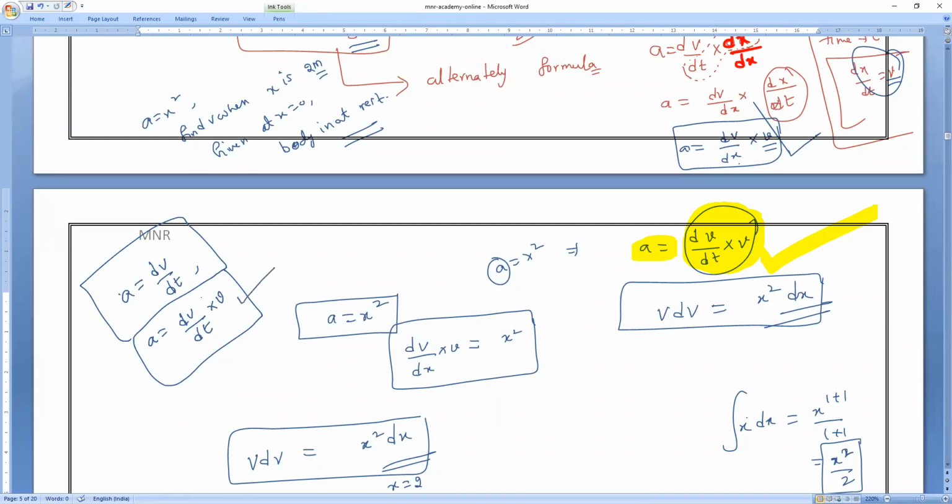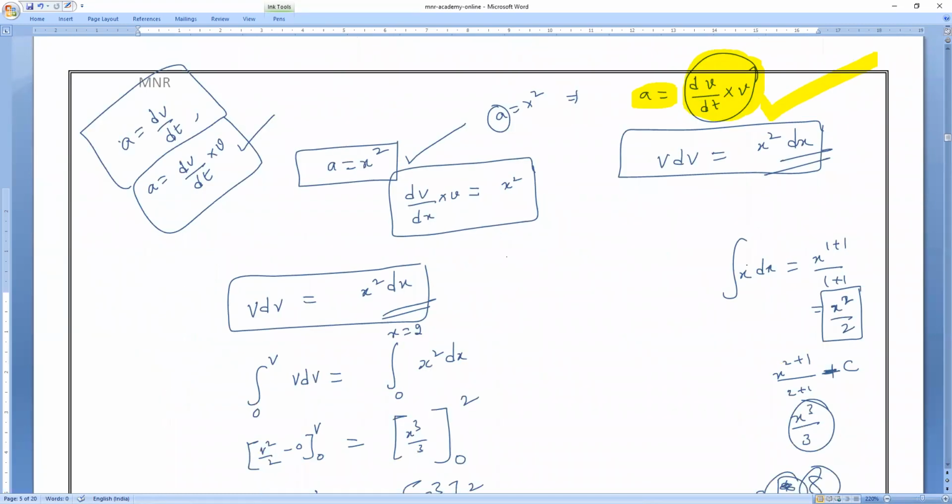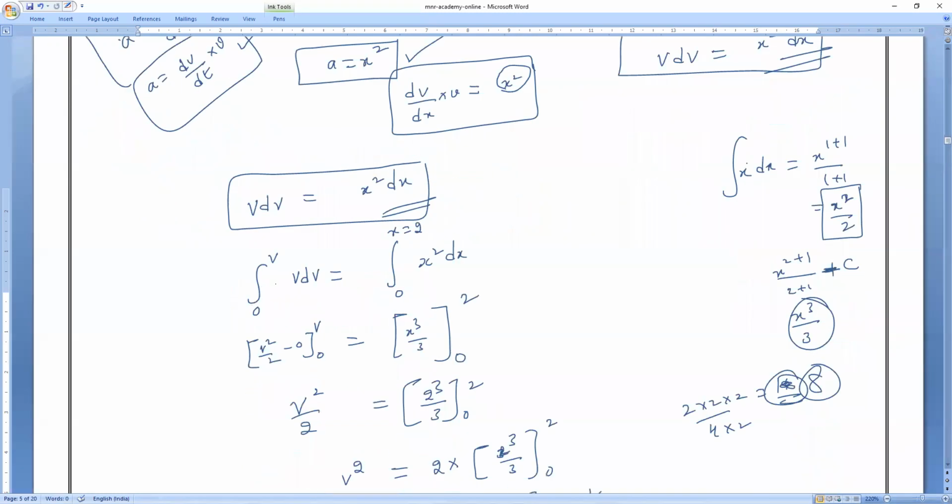Second formula. dv by dt, t means x, you can remember, dv by dx into v, which is equal to what? Everybody, what is the function? a equals x square. Yes or no? Please respond. All of you. Yes, sir. So dv by dx into v is equal to a. a means x square. So in place of a, Pradosh, I am writing x square. So from that I will send this dx this side, so it becomes multiplication. So what will come? v dv is equal to x square dx.